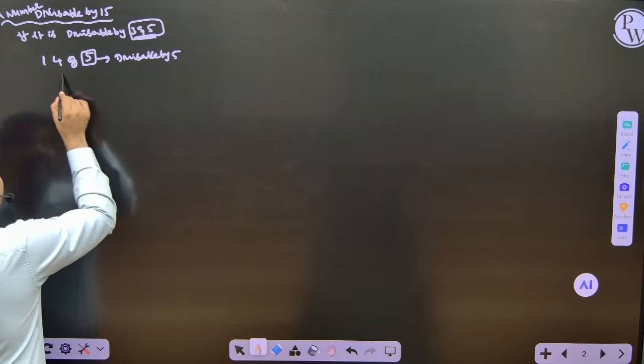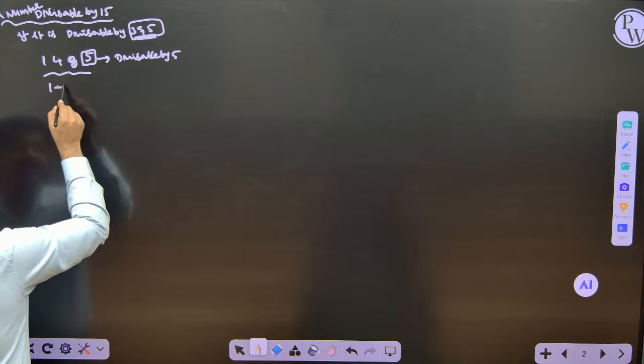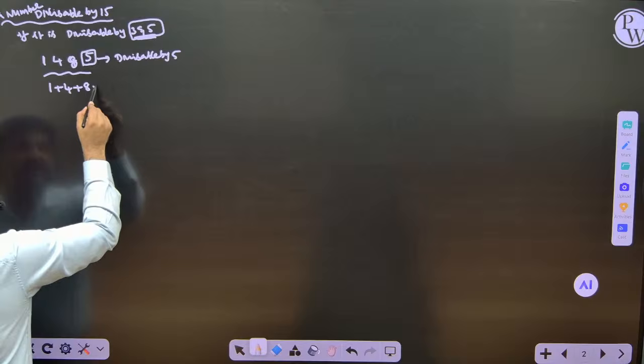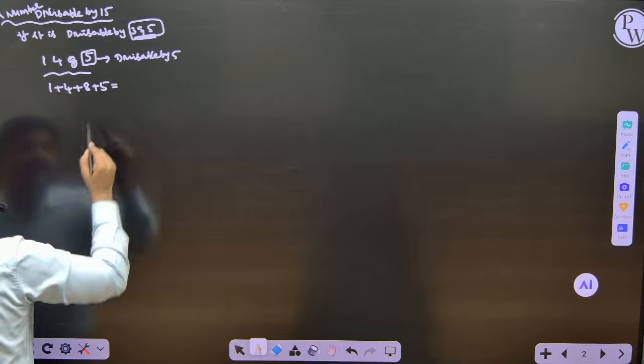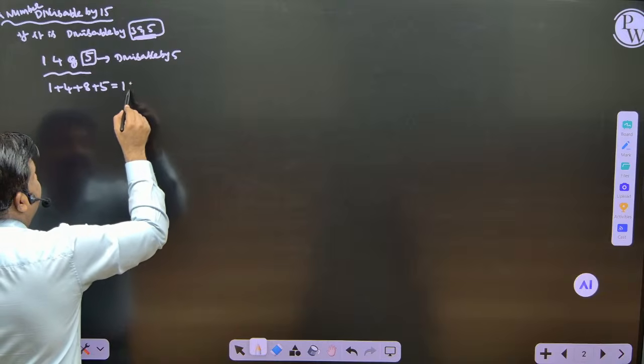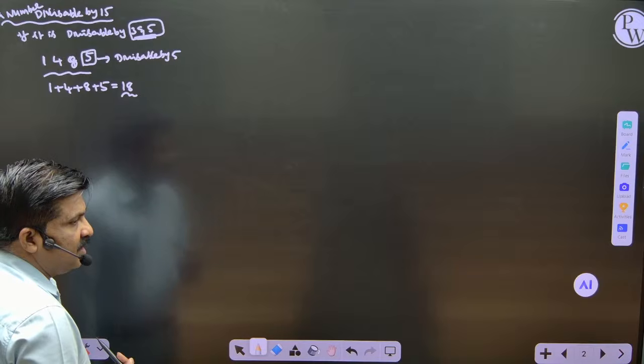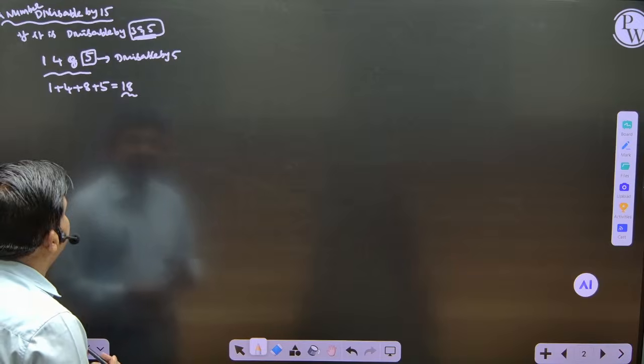Next, when we say that the number is divisible by 3, the sum of the digits must be a multiple of 3. That is 13 plus 5, which is 18. These are multiples of 3. So the number is divisible by 3.